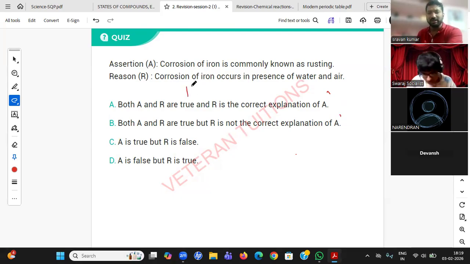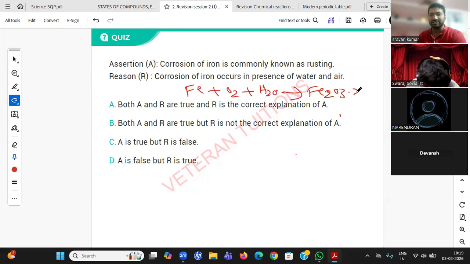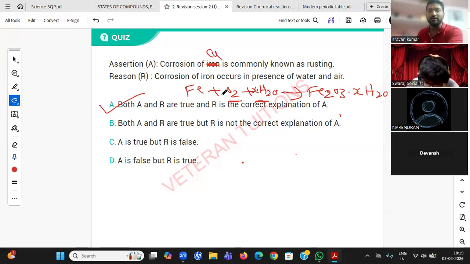Corrosion of iron is nothing but Fe plus O2 plus H2O. This is nothing but corrosion or rusting of iron, which is Fe2O3.xH2O, with water of crystallization. So corrosion of iron occurs in presence of oxygen and water. The same equation I'm using for A and R. So why are they not related? They are absolutely related. Both A and R are true, and R is the correct explanation of A. If I had said corrosion of copper, then you would have said, sir, there is no relation.